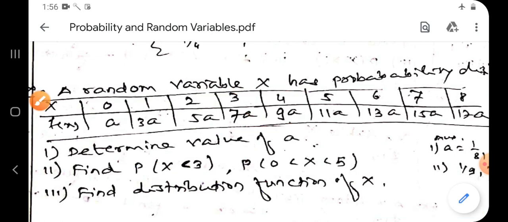Okay, so we stop here. In the next lecture we will start the new concept.